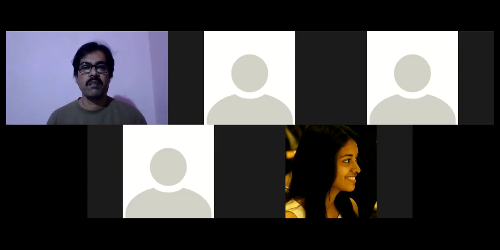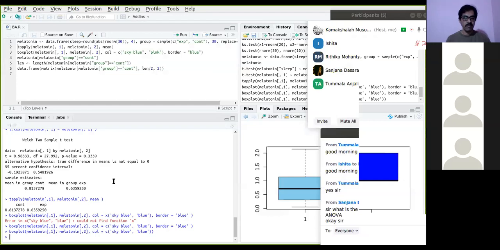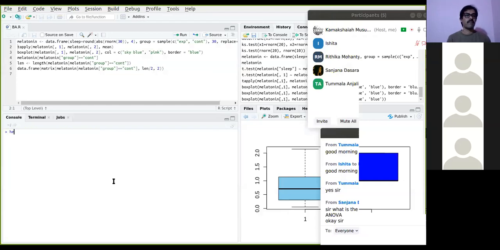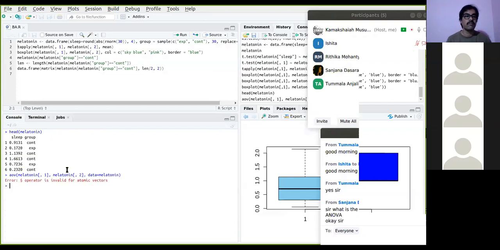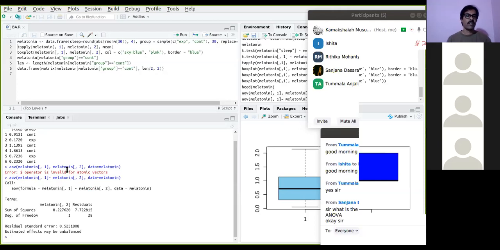We have that melatonin data, which is simulated by me. It is simulated data. The melatonin head. You see, you have sleep and all that. AOV, now melatonin. So please be cautious, we have to use numbers. You can't use the names, because these are all numerical methods. Now data is equal to melatonin. The operator is not valid for atomic vectors. I think we can use a comma on this.